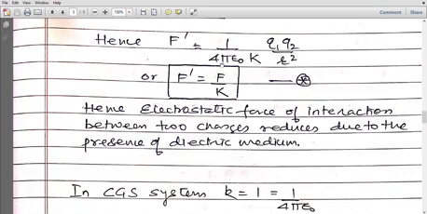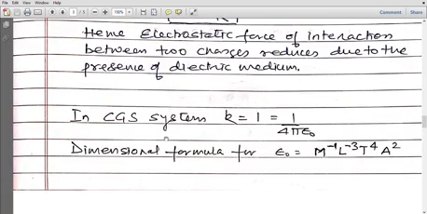So 1 upon 4 pi epsilon 0 Q1 Q2 upon R square is the force experienced by two charges in vacuum. So obviously it is divided by K, so the force gets decreased if the medium is not vacuum. In the presence of any other medium, the force gets decreased. Hence, the electrostatic force of interaction between two charges reduces due to the presence of a dielectric medium. Now, in the CGS system, the value of K is 1. The dimensional formula for epsilon 0 is M to the power minus 1 L to the power minus 3 T to the power 4 A square. This is just to learn.